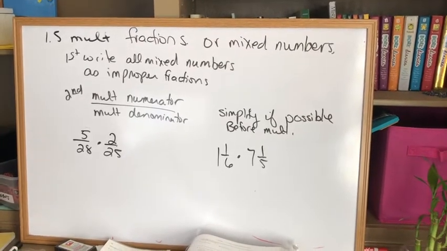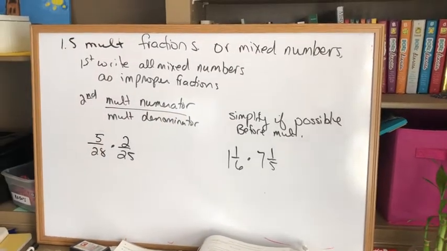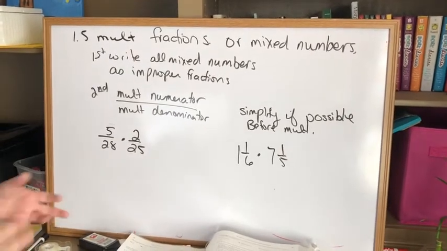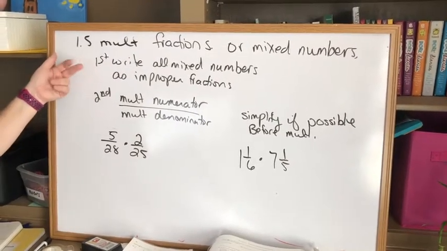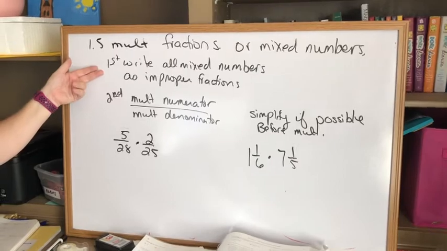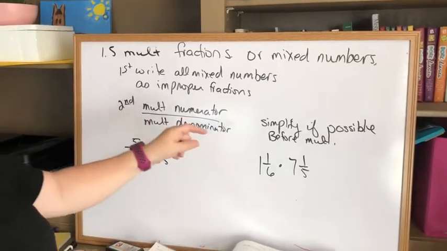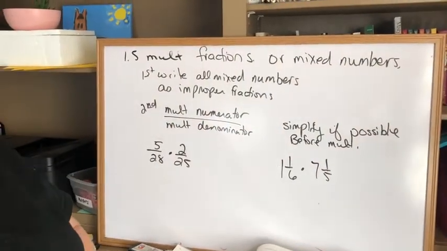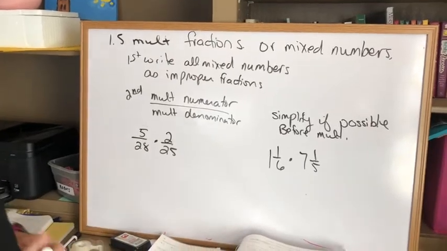Okay, in this lesson, we're going to be multiplying fractions or mixed numbers. Before we do any kind of multiplication, the first thing we're going to do is write all mixed numbers as improper fractions, and then we're going to simplify if possible and multiply the numerators and multiply the denominators. And here I'll show you an example.